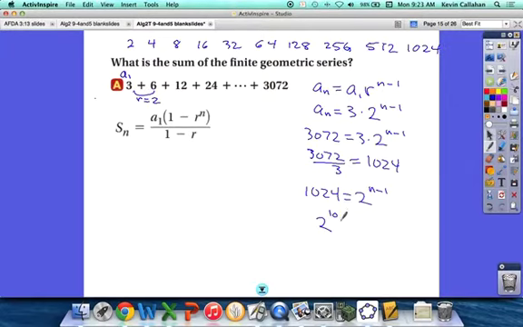So if 2 to the 10th equals 2 to the n minus 1, what's n? Ten equals n minus 1. What is n? 11. 11 minus 1 is 10. Right, so this is telling you that n equals 11. So now you know everything you need to plug in this formula. S11 equals A1, which is 3, times 1 minus 2 to the 11th, divided by 1 minus 2.